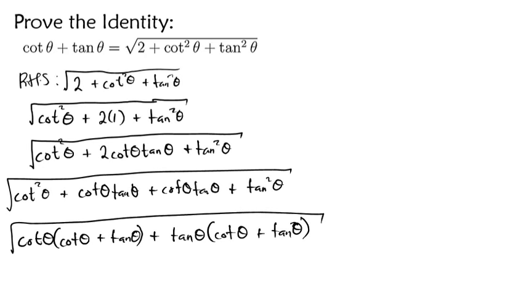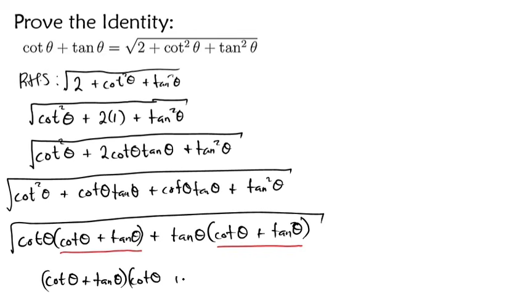So we can now clearly see that this bracket and this bracket are the same. So I can factor it out. If I factor it out, I'll have cot plus tan. The bracket has been factored out. What remains here is a cot. What remains here is a tan. And remember, we're still in the root.